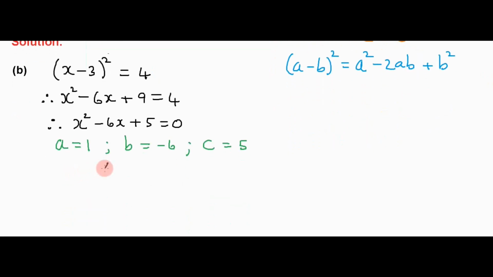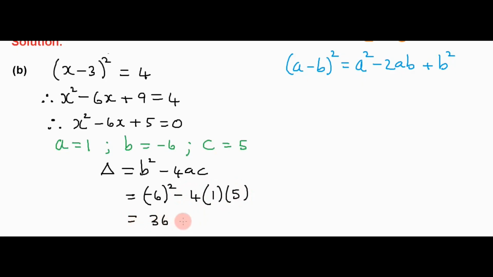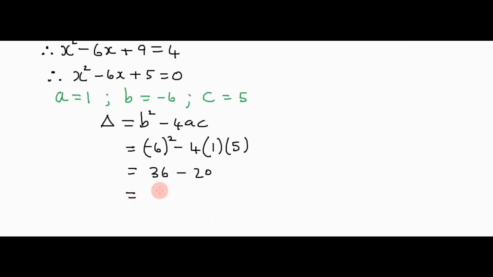We can find delta. We know that delta equals b squared minus 4ac. We can substitute in these values. So it's going to be negative 6 squared minus 4 times 1 times 5. This is 36 minus 20. And this of course is 16. 16 is a perfect square. So we can see that delta is greater than 0 and a perfect square.